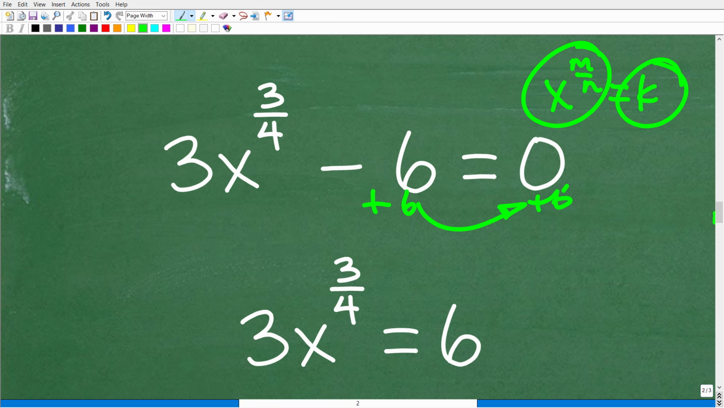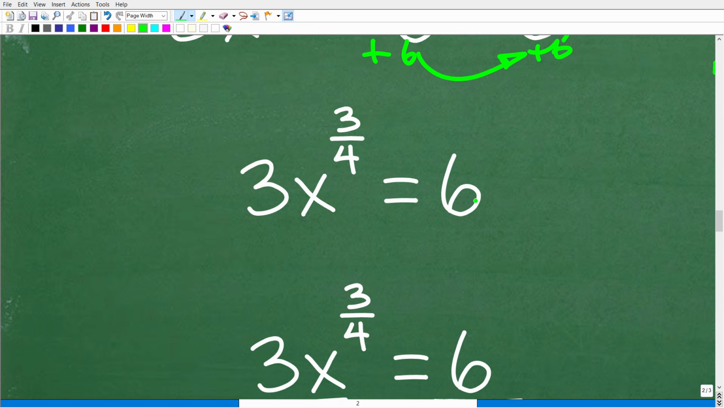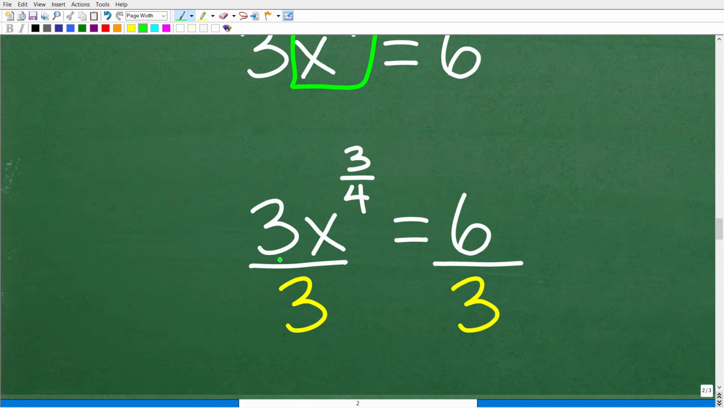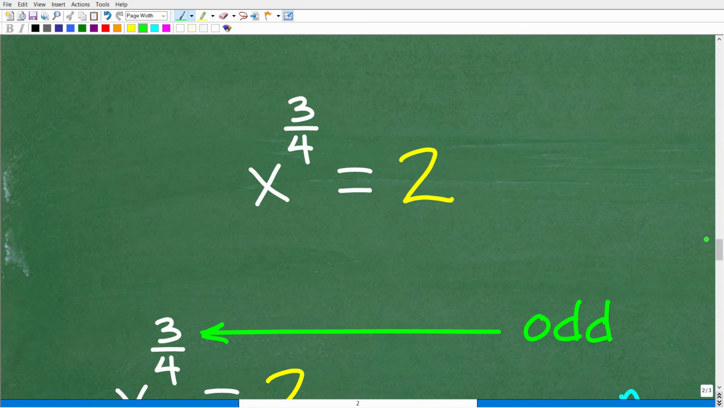And now we have, and let me kind of move down here, 3x to the 3/4 is equal to 6. Well, we want to isolate this part. So we have this 3 being multiplied by this power. So we want to divide both sides of the equation by 3, because we want to get this all by itself. So this is going to be x to the 3/4 is equal to 6 divided by 3, which of course is 2. Okay, so here is our setup, right? So this is what we work towards. And now this is our x to the m over n is equal to k.